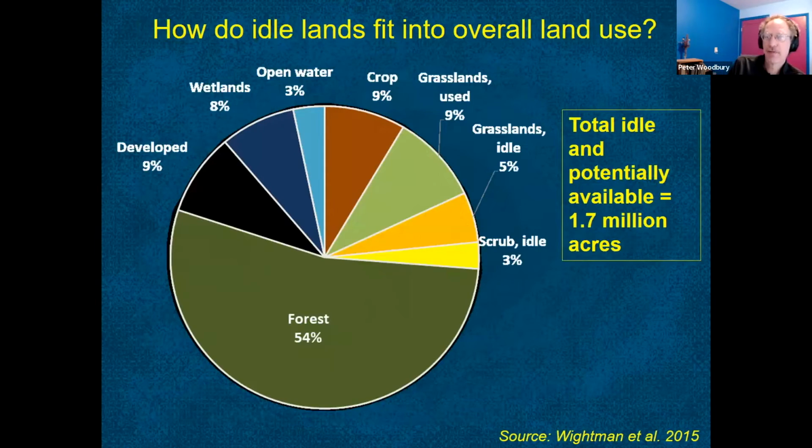So how do idle lands fit into overall land use in the state? Here's a pie chart showing that most of the land in New York is forested, that there's a substantial amount that's developed. There are wetlands, open water, croplands, grasslands. And then this idle land we're talking about is about 5% of the state. And then scrub land, so land that has some shrubs in it, is about 3%.